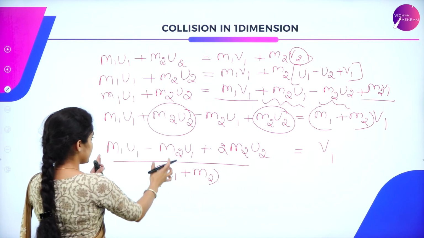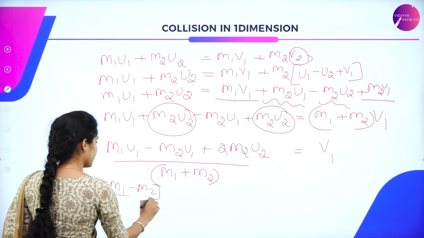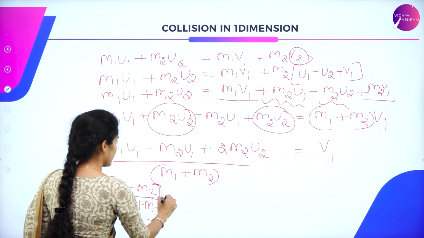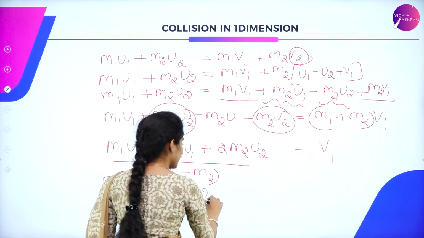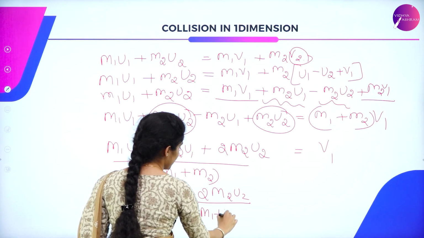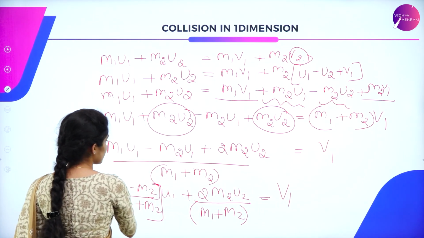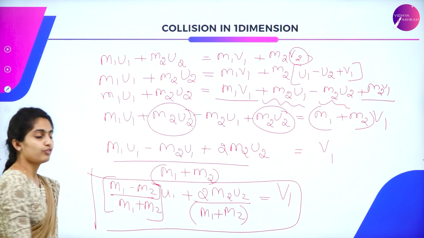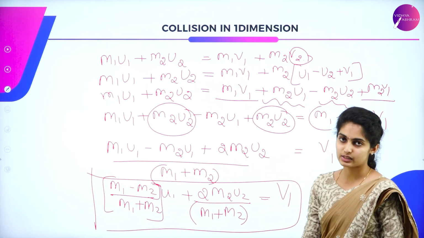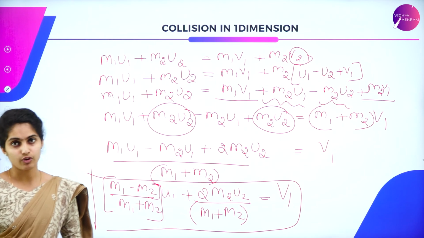Now split the terms. You have U1 times M1 minus M2 divided by M1 plus M2, plus 2 M2 U2 divided by M1 plus M2, which is equal to V1. This gives you the velocity after collision of the first particle, particle A. Now let us consider the final velocity of particle B.